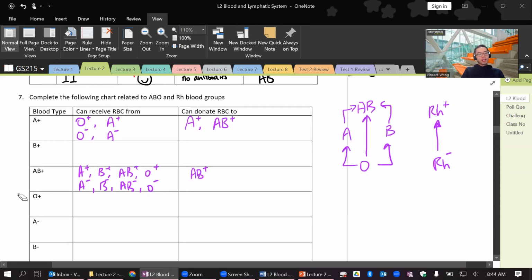What about type O positive, right? Type O positive, who can you receive from? If you're O positive, then you can receive from O positive or O negative. And you will be able to give it to A positive, B positive, AB positive, as well as O positive.